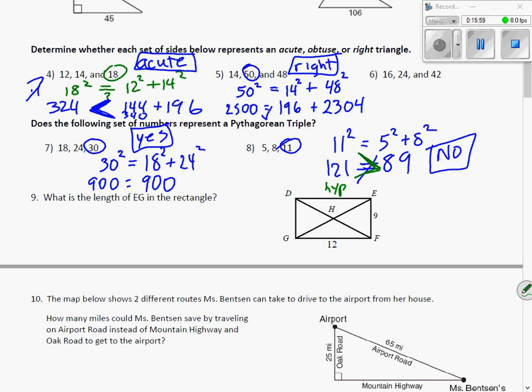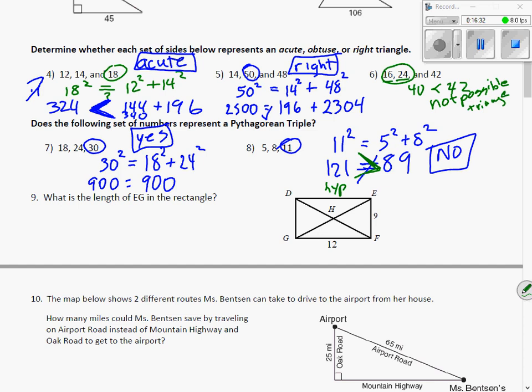Well, we learned that on the last test. Because 16 plus 24 is 40, and that won't reach to 42. The sum of the two smallest sides has to be greater than the length of the biggest side. So that one would not make a triangle at all. Not possible.